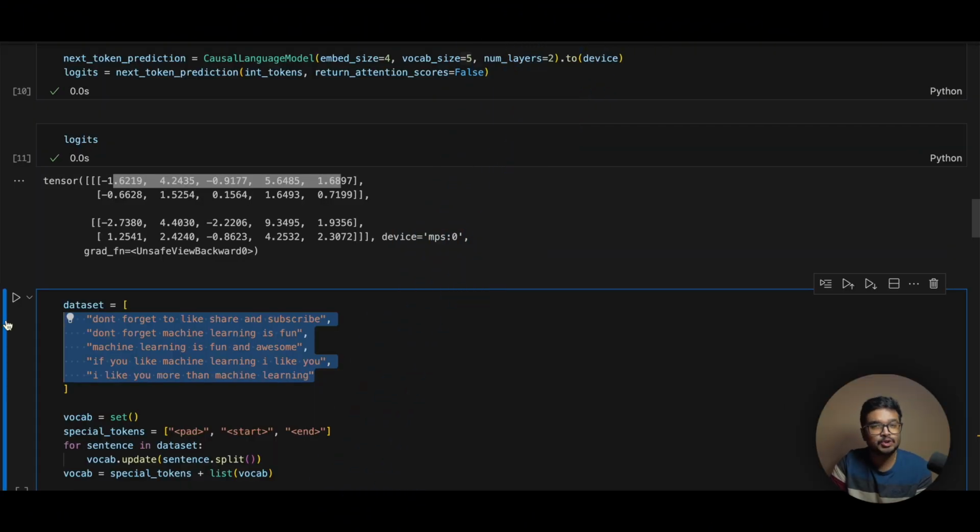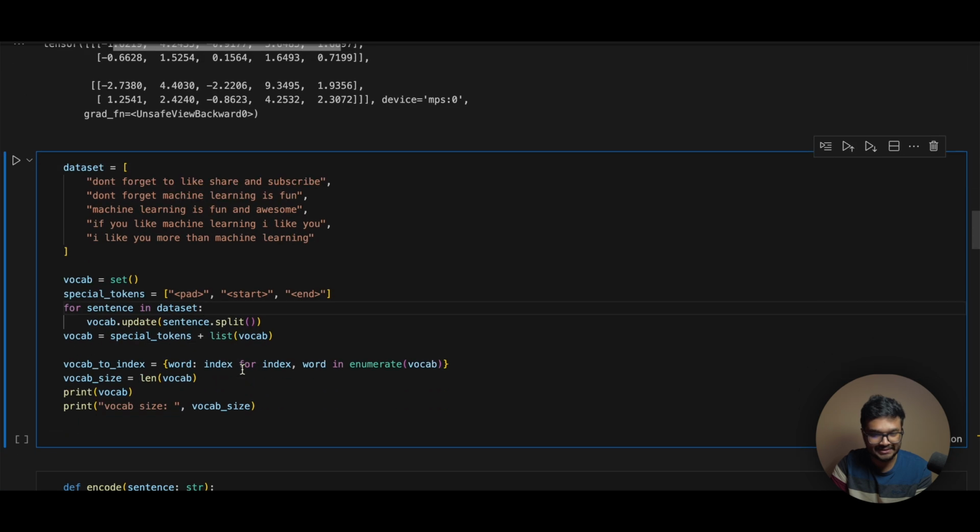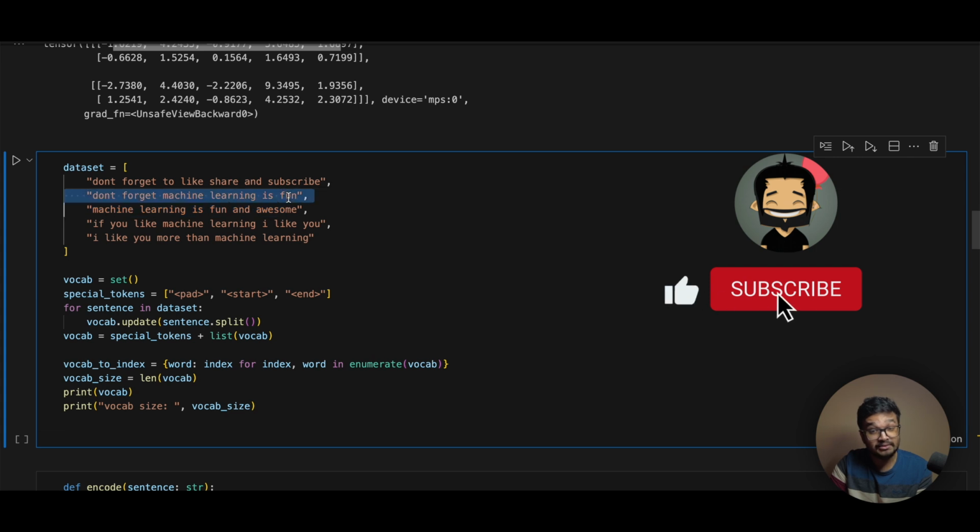Let's take this toy dataset and see if we can train our transformer model, and then let's see if we can train our causal language model to learn each of these sequences. Here I have written some facts like you shouldn't forget to like, share, and subscribe, and don't forget that machine learning is fun.